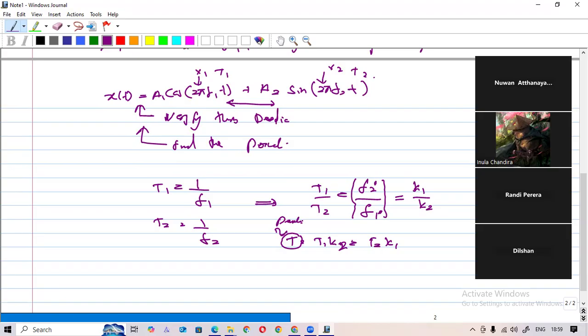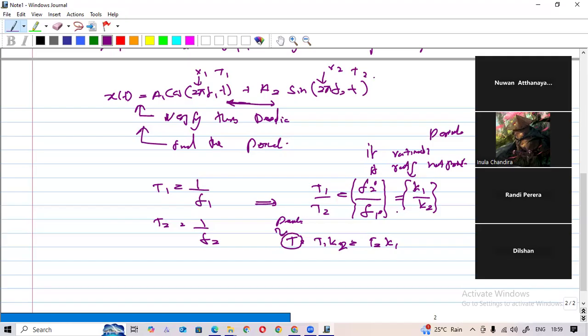So if this ratio k1 divided by k2 is a rational number, this composite signal is a periodic signal. If this is rational, it is periodic. And if it is not rational, it is not periodic. Why is it happening? Can anyone tell? If it is not rational, it will not be a periodic signal.